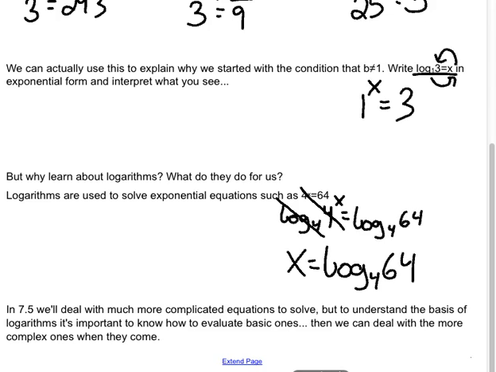The reason logarithms are important is because I need to be able to interpret that. I need to understand what it means when I say log base 4 of 64. It's a solution to that equation. I solved for x, but I need to know what that means. We're going to talk about the basis of that for the rest of this video. What does it mean to have this logarithm? What is its answer, its solution?